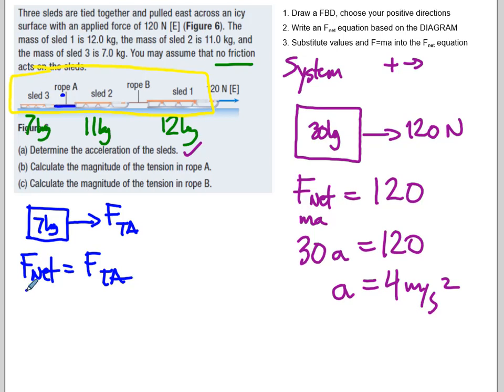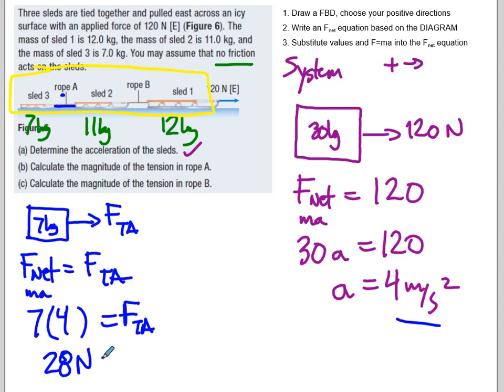Okay, F net can be replaced with mass times acceleration. The mass is 7. And now we already found the acceleration over here of the system, and that means that all of the parts will be moving at the exact same acceleration. So I can put a 4 in there, and the tension force due to rope A is going to be 28 newtons.